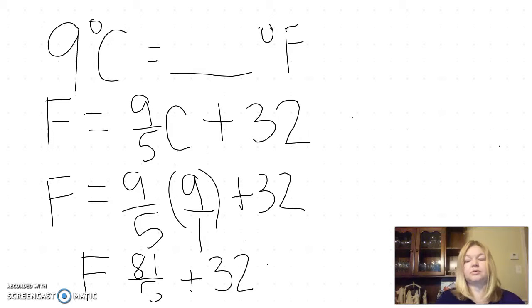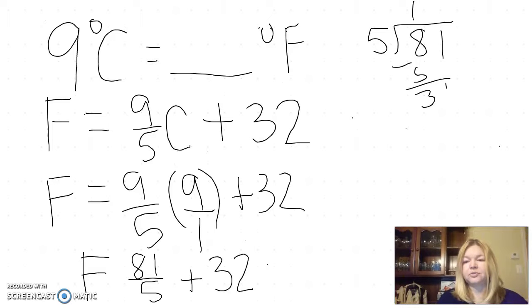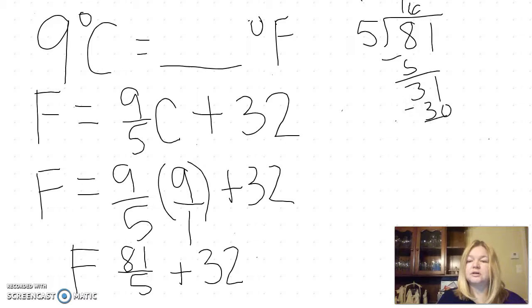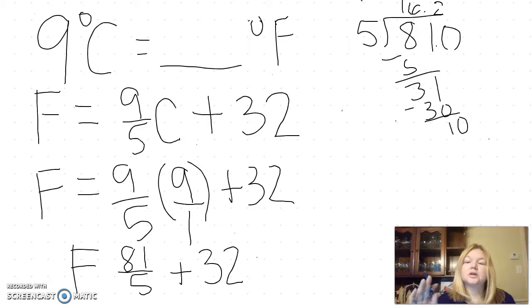If you had divided, remember that divide would be 5 into 81. Goes in 1 time. We've got 31 left. Goes in 6 times. That's going to be 30. And we subtract. 5 goes into 10. It's going to be 0.2. All right. So 16.2 is the decimal equivalent of 81/5.